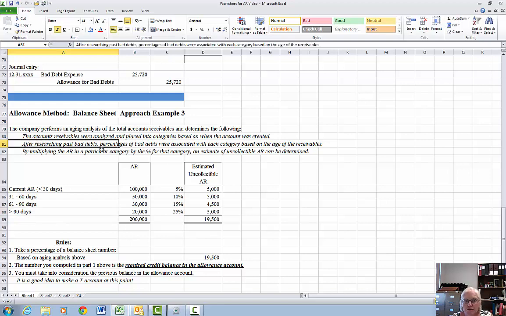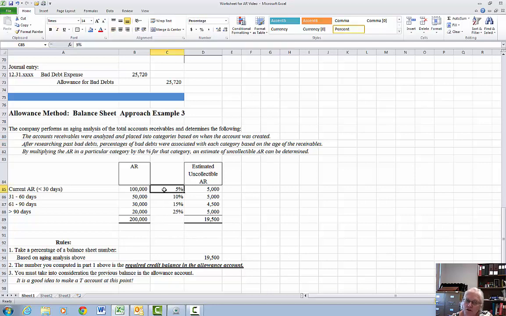After researching some past bad debts, percentages of the bad debt were associated with each category based on the age of the receivables. So if you'll notice, the most current receivables we expect to receive the most money. As each accounts receivable ages, less and less of it we expect to collect, or more and more becomes uncollectible, whichever way you want to say it.